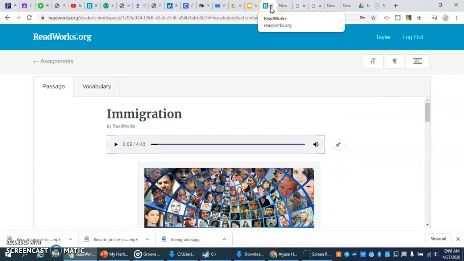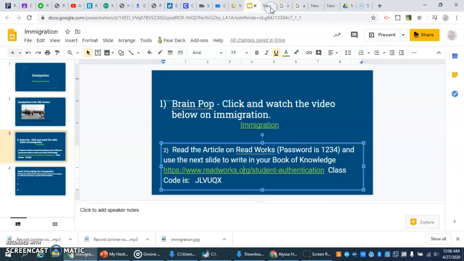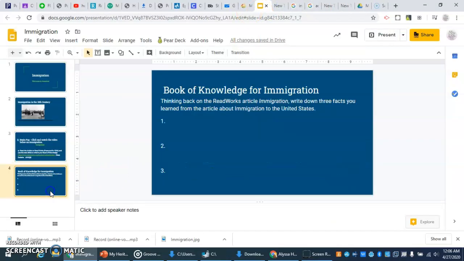When you're finished with that, you're going to go back to the slideshow and click on this last slide. This is going to be your book of knowledge for that article called Immigration. There was no book of knowledge attached with that because it is a longer article. So this is going to be your book of knowledge here, and you're just going to write down 3 facts you learned from the article on immigration. Any 3 facts. All right, I'm excited to look into immigration and get started.